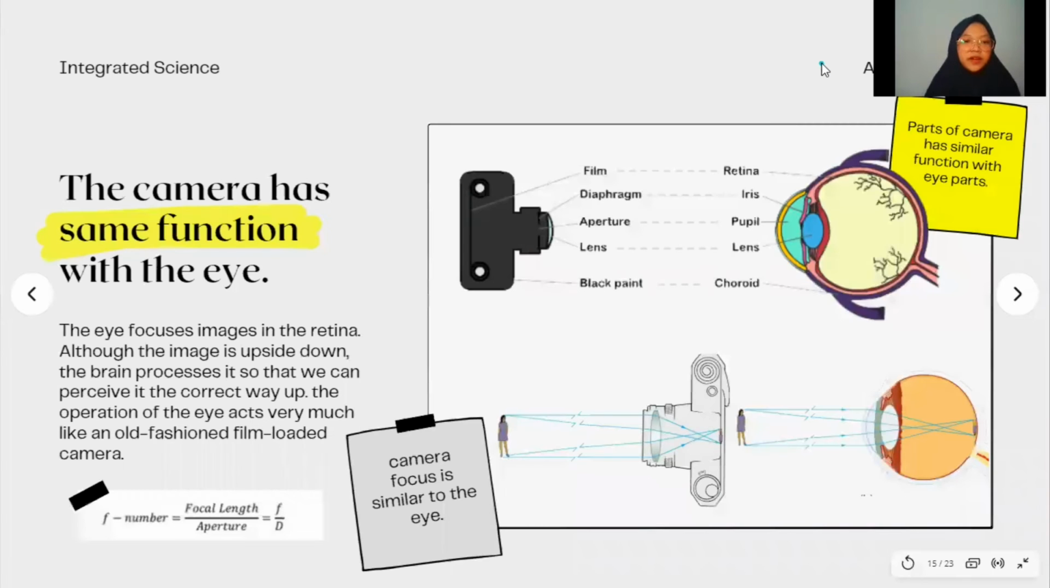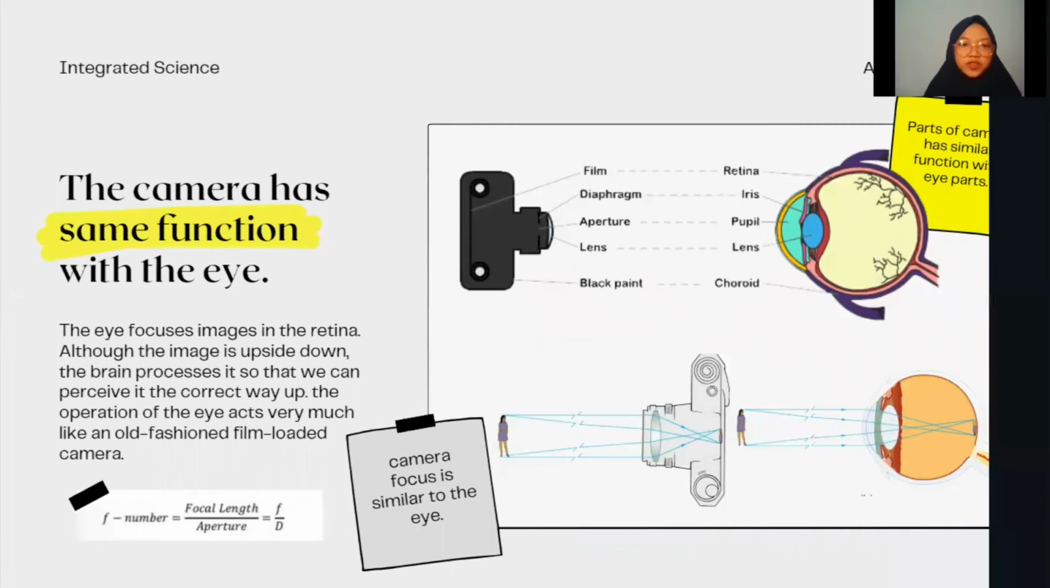So the camera has some functions in common with the eye. We just talk about that briefly. The eye focuses the image on the retina, although the image is upside down. The brain processes it so that we can perceive it the correct way up. The operation of the eye acts very much like an old-fashioned film-loaded camera.